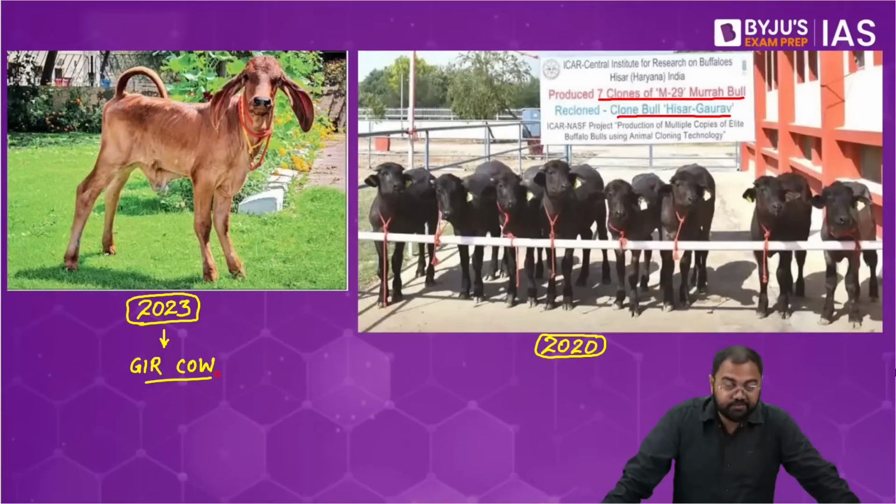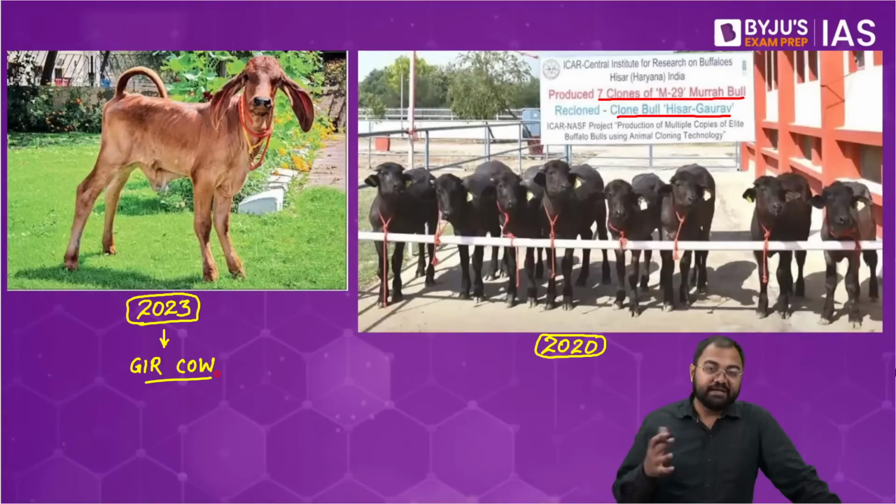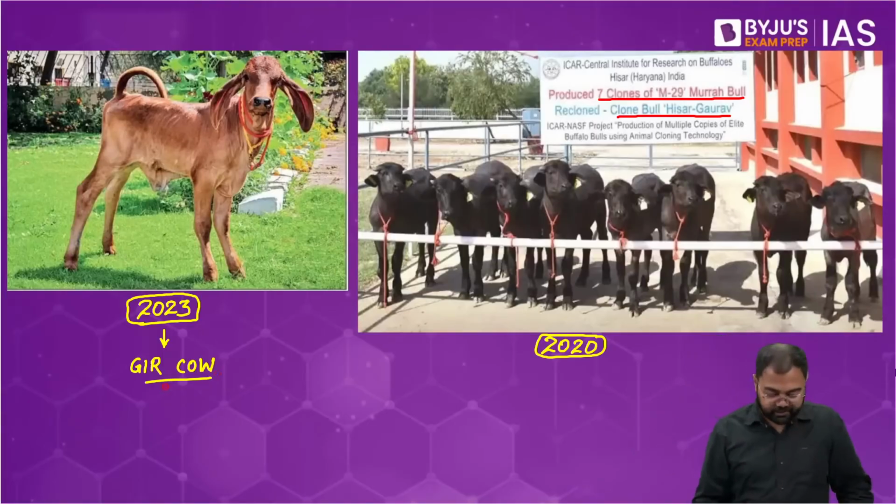Now the reason why Indian species, because Indian species are better. It was said that Indian species are better suited to the tropical conditions.